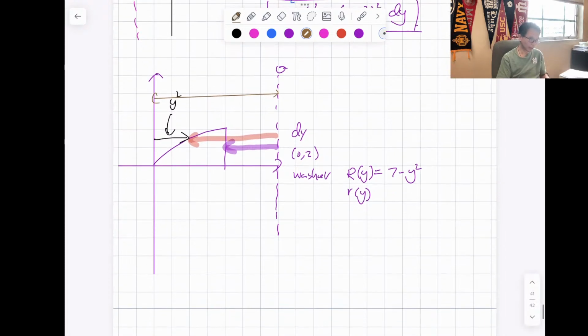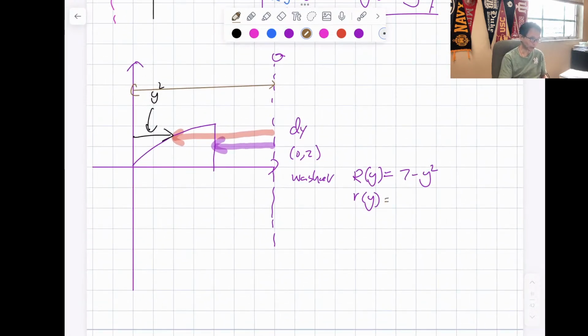Is that okay? How about small r of y? Corbin? The small r would be 3. Good job. So it'll be the integral of pi. Don't forget pi. Don't ever forget pi. 0 to 2, of 7 minus y squared, squared, minus 3 squared dy.